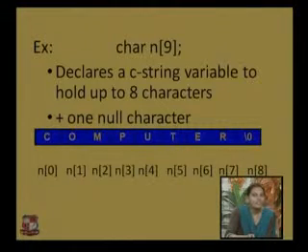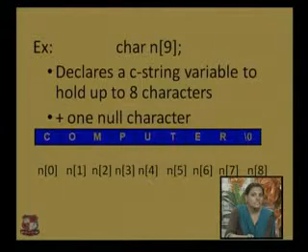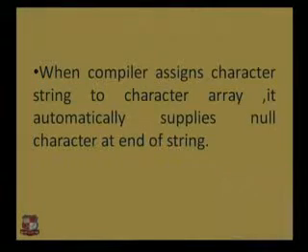But here we have given one extra character value, that is for the end of the string, the null character. Whenever we are representing a string, we have to give the character array one extra size for this null character value, which represents the string ending mark. Whenever we assign this character string to the character array, it will automatically supply the null character at the end of the string.